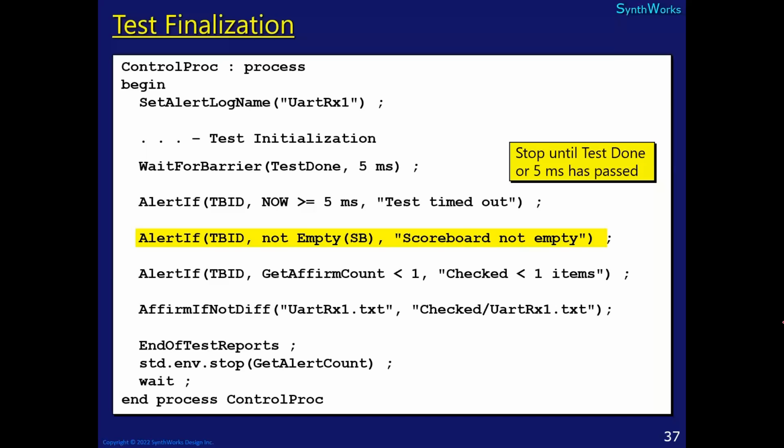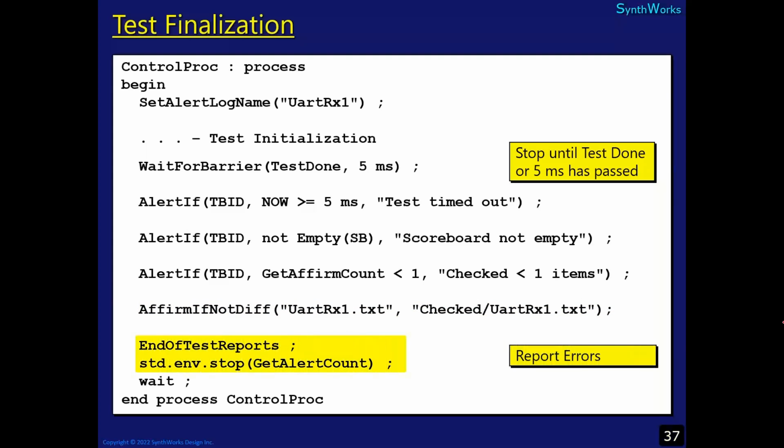Is the scoreboard not empty? If it's not, then I want you to report an error. Did you do any checking? If you didn't, report an error, because down at the end we're going to say pass or fail, and it's not good form to say passed if you didn't do any checking. And in here we're actually doing some checking, so if we knew we were doing this, we could have skipped the above, but we're checking that our transcript file matches a previously approved transcript file. And then we do our end of test reports.